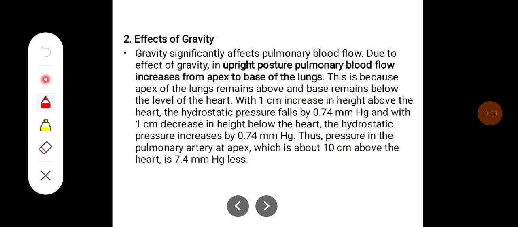The other factor which affects the pulmonary blood flow is gravity. Gravity significantly affects the pulmonary blood flow. Due to the effect of gravity, in upright posture, pulmonary blood flow increases from apex to the base of the lungs. This is because apex of the lungs remains above and base remains below the level of heart.